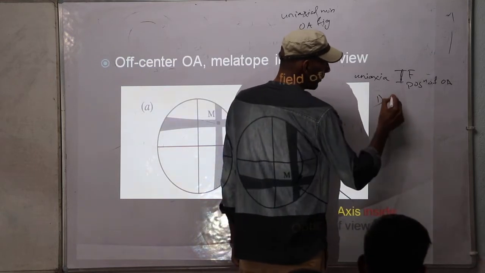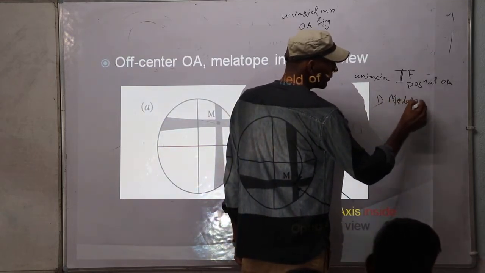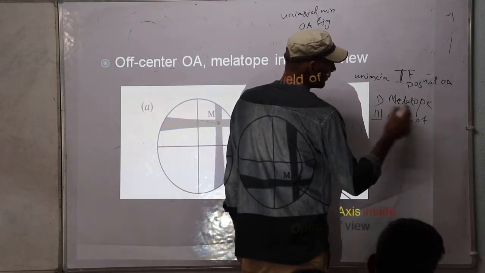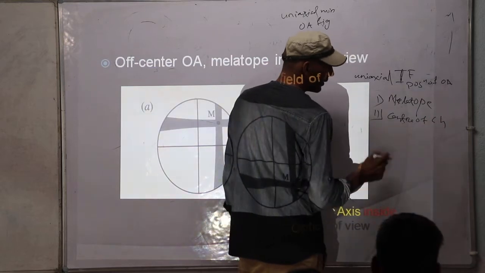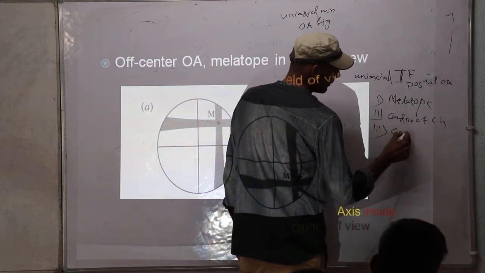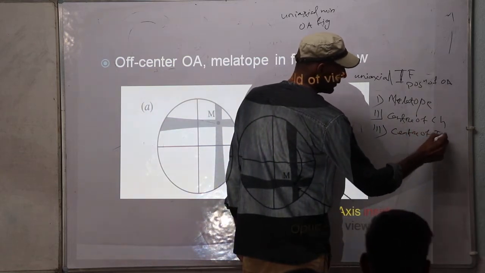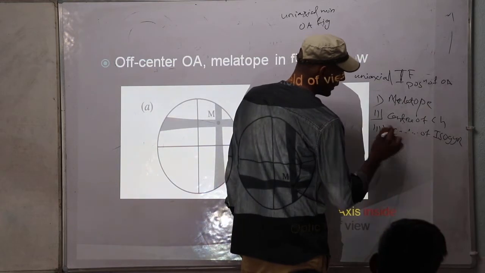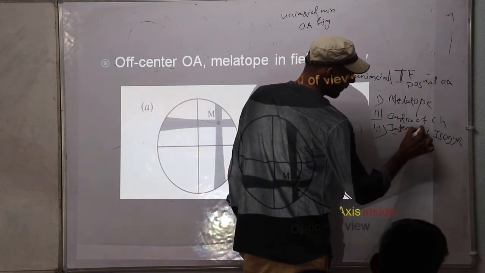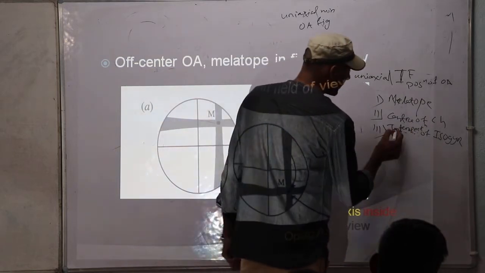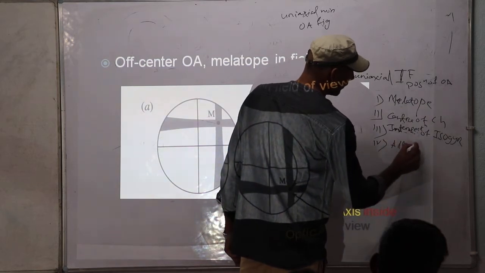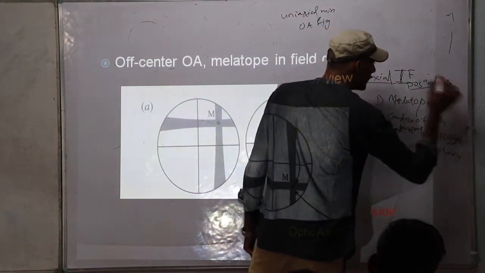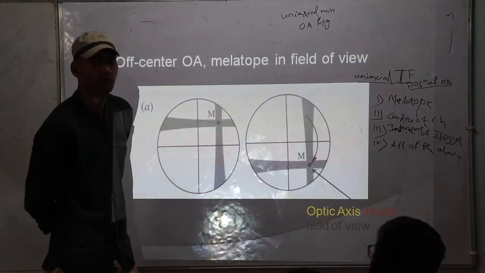So first one is melatope, second one is center of crosshair, third one is center of isogyre or cross of isogyre, the intersection of isogyre. Let's say these three options are there, and the fourth one is all of the above. So which one will be the answer? I am talking about the uniaxial interference figure, the position of the optic axis. But not all of the above.